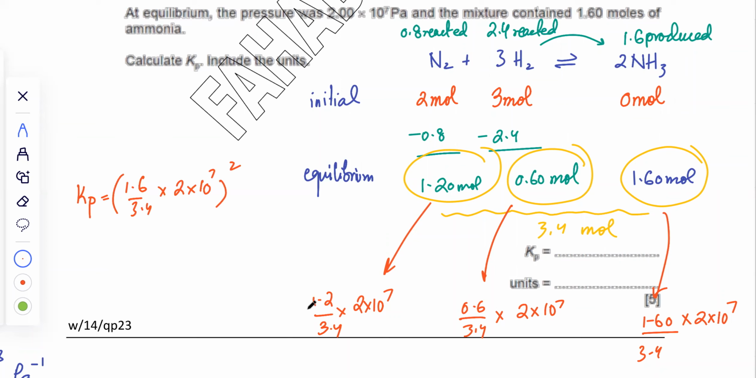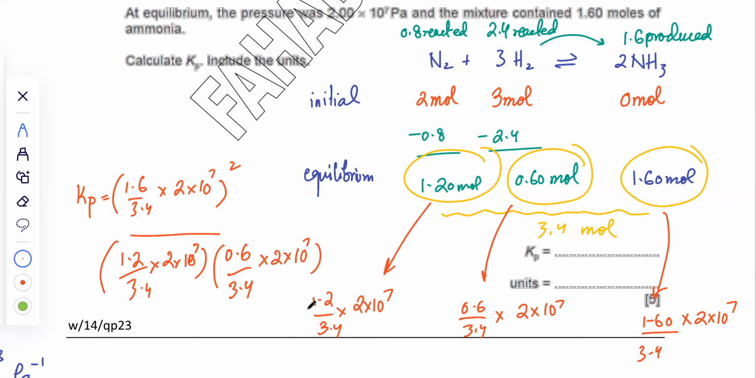So N2 is, what is N2? It's 1.2 divided by 3.4 times 2 times 10 power 7. And that's power 1. And the other one is H2 cubed. So that's 0.6 divided by 3.4 times 2 times 10 power 7, and that would be cubed. Anyways, it doesn't really matter. You just have to solve them. I thought things would be easy to cancel out, they're not, so it's better to just solve them. Solve this, solve this, solve this, then divide everything, and you'll find Kp.